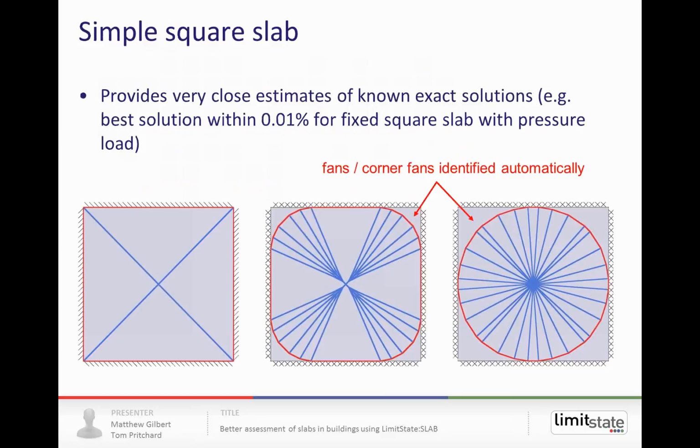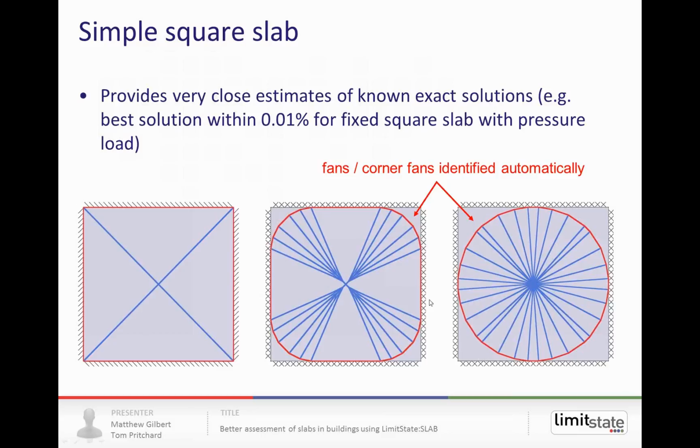So what that means is we can potentially put many nodes in across our slab, and so we can get very accurate solutions. So for example, for a fixed square slab problem, that's the middle one of these three slabs you can see on screen, we're able to get within 0.01% of the known analytical solution for this particular problem.